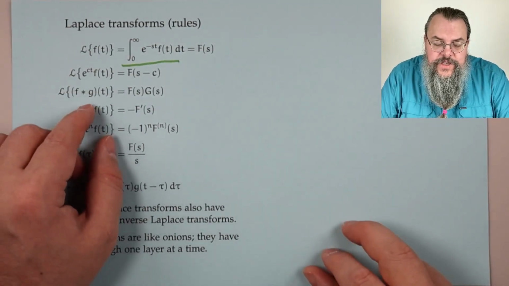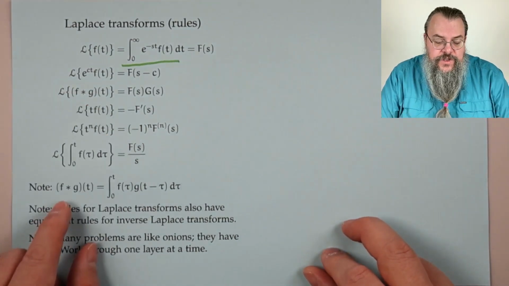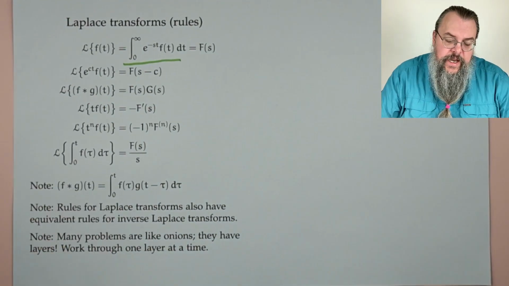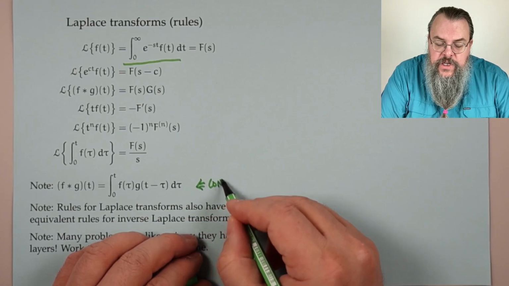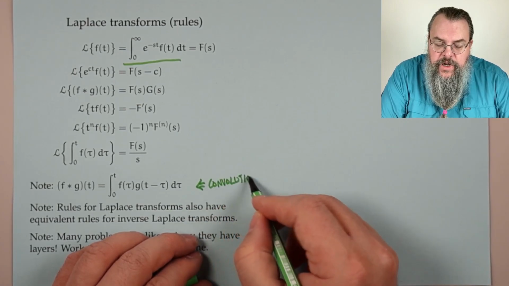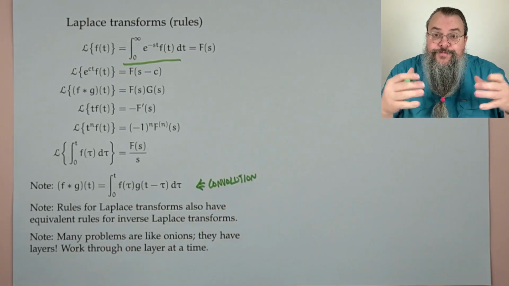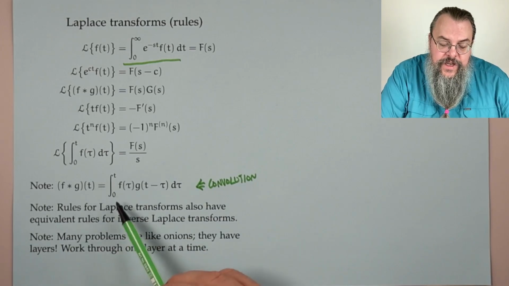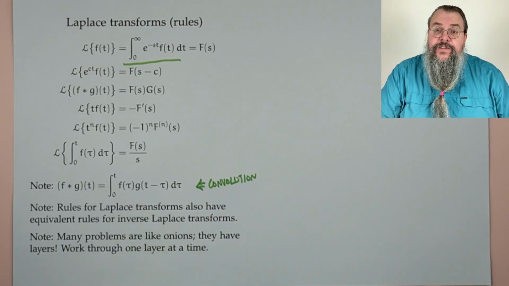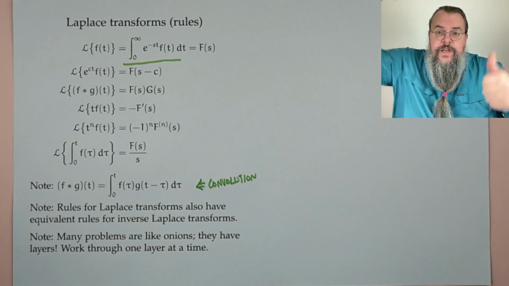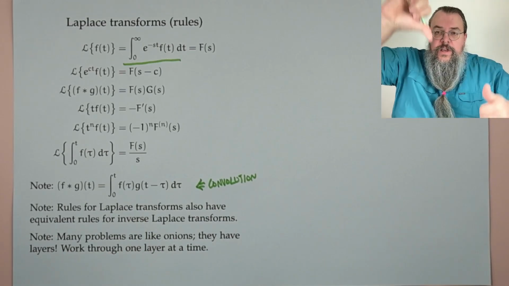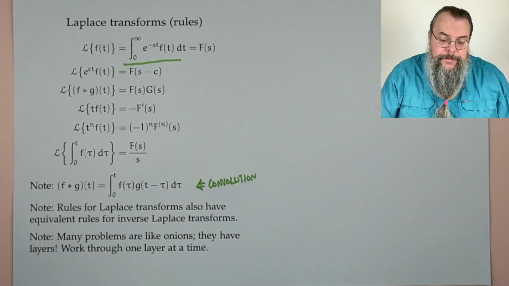There's a strange kind of multiplication called convolution. This is convolution, and it takes two functions and produces a new function. It does this by creating this integral from 0 to t of f of tau times g of t minus tau. So in some sense, f is going this way and g is going that way, and you're somehow combining them together.